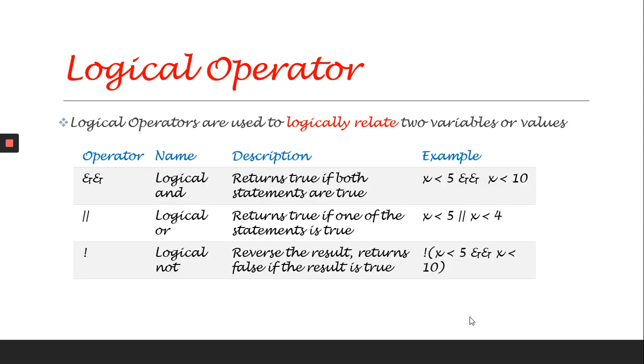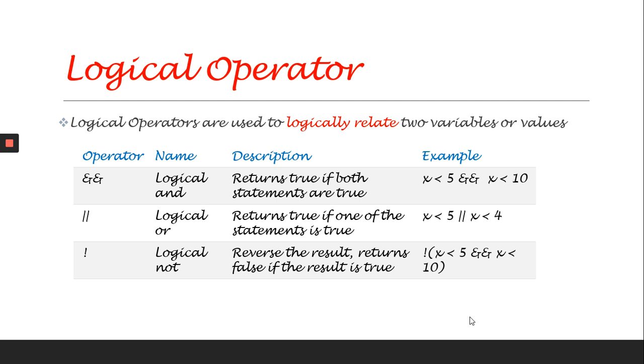As shown here, if we want to check whether both conditions are satisfied, or any one of the conditions is satisfied, or we want to get the negation of a particular condition, we can go for the logical operators. Here we have a logical AND operator, which is two ampersand symbols on the keyboard, which is used to logically relate x less than or equal to 5 as well as x less than or equal to 10. It returns true if both the statements are true.